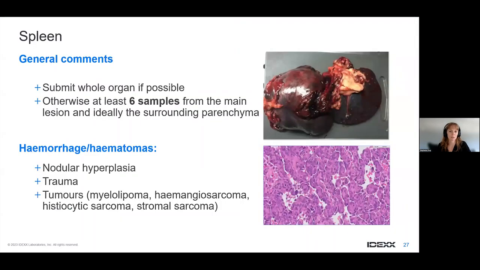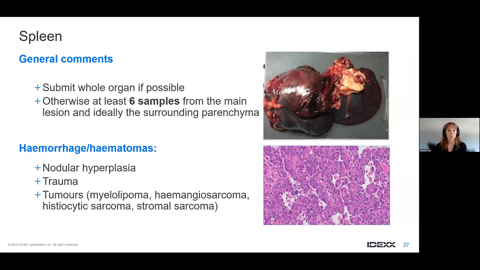And now we have a few other organs that I quickly want to discuss as well. Spleen, we see a lot of spleens, so a lot of spleens are submitted. I've been told by a human medical practitioner that this is not so often the case in human medicine, but in dogs and cats, especially dogs, we see a lot of spleens.